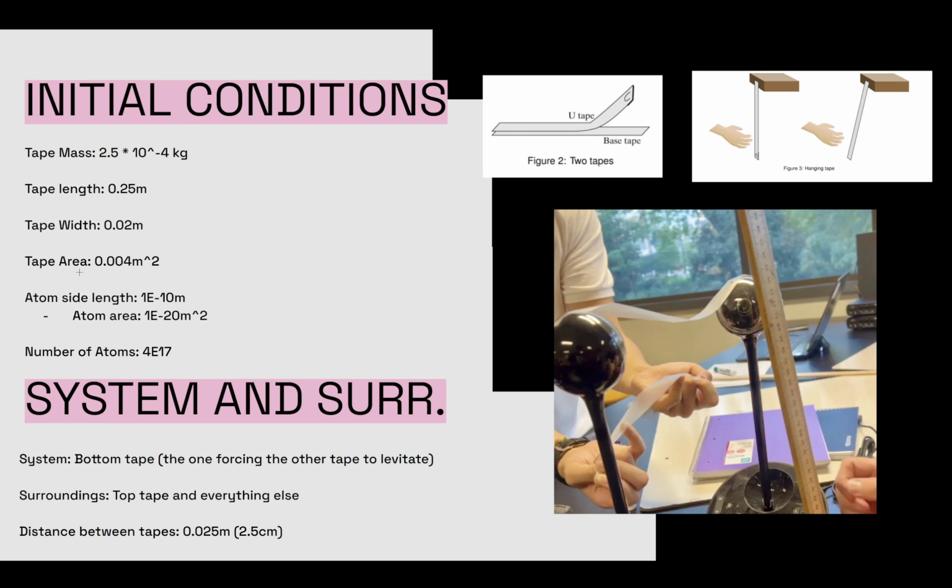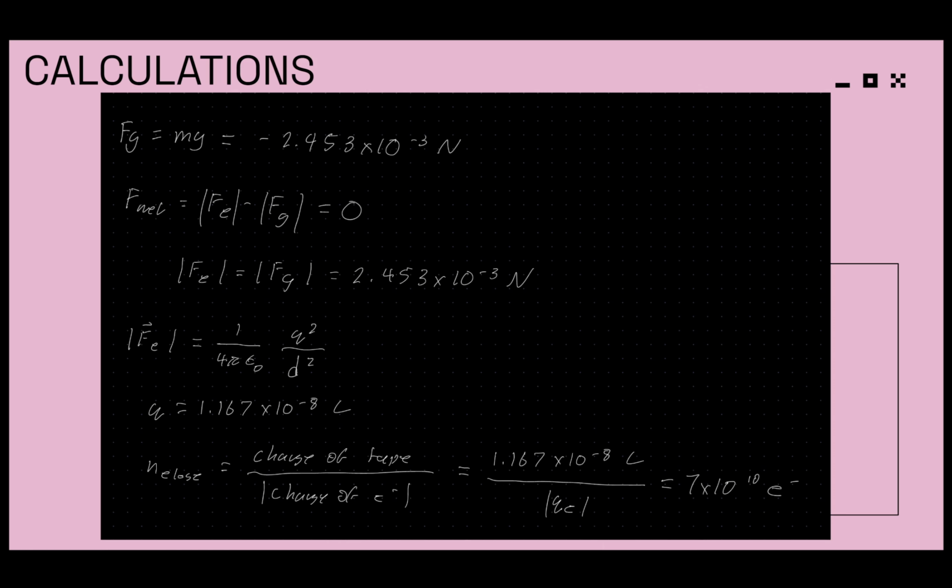Lastly, let's go over our systems and surroundings. We determined our system to be the bottom tape that was forcing the other tape up, and we determined the surroundings to be the top tape as well as everything else. The distance between the tapes when the top tape started to levitate was 2.5 centimeters.